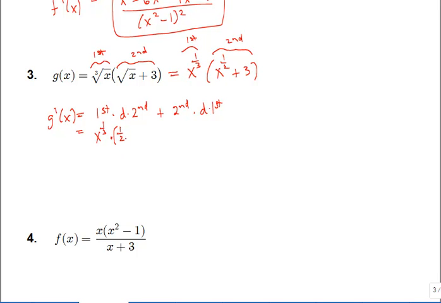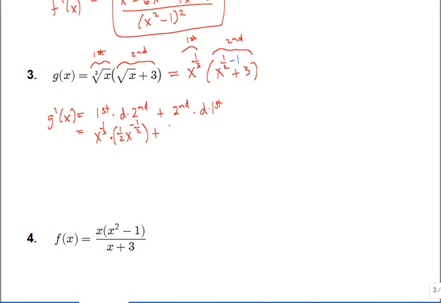You bring the 1/2 down, and when you subtract 1 from this power, 1/2 minus 1 is a negative 1/2. So the new power will be negative 1/2. And the 3 goes to 0. So there's my first times derivative of the second.